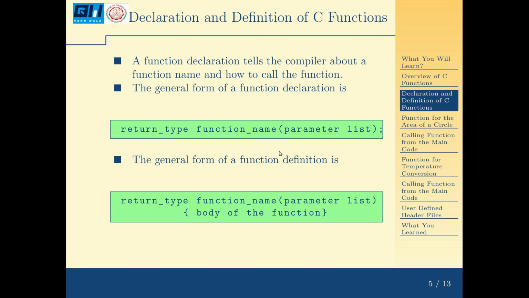Then how the function is defined. First you have the return type, what the function is returning, whether it is a float value or int value or a character value or an array or whatever. Then it is followed by the function name, then the parameter list as usual, then followed by the body of the function. These are a set of C statements that execute the task that is to be performed by the function.